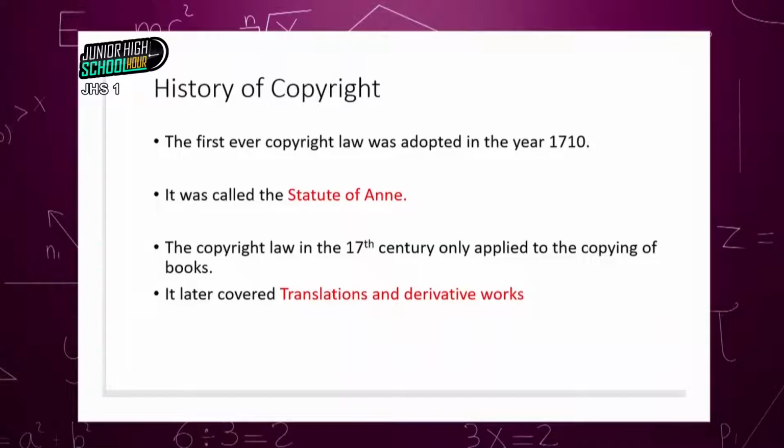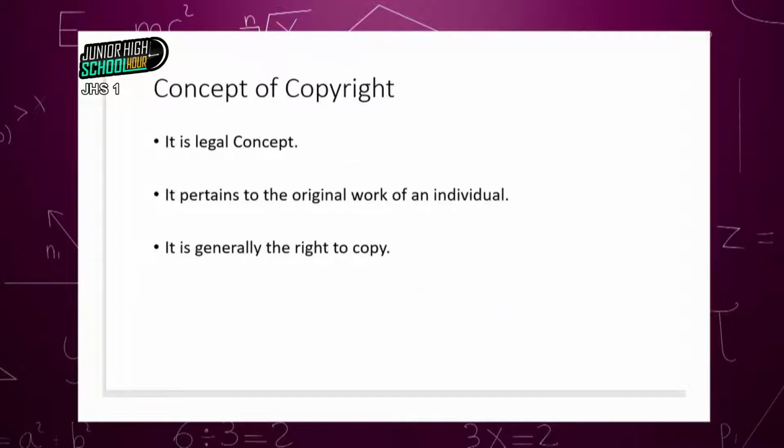Now, this copyright, or the Statute of Anne, was just for book publishers. And with the advent of technology and other things, it evolved into other areas or sectors, like music, like software, like derivative works, and all other areas. Now, since we know a brief history about it, what then is copyright?